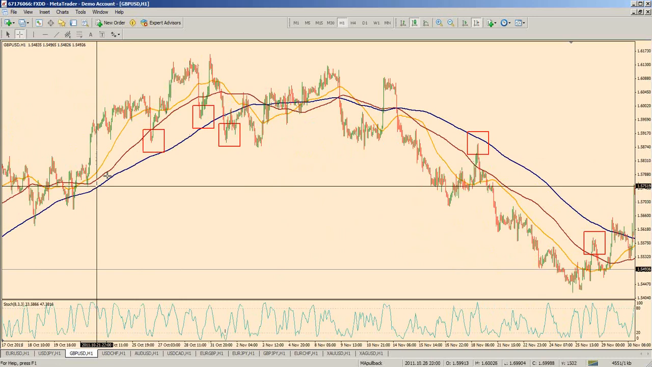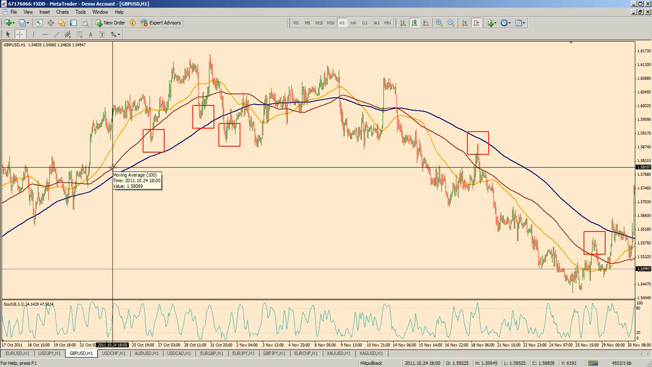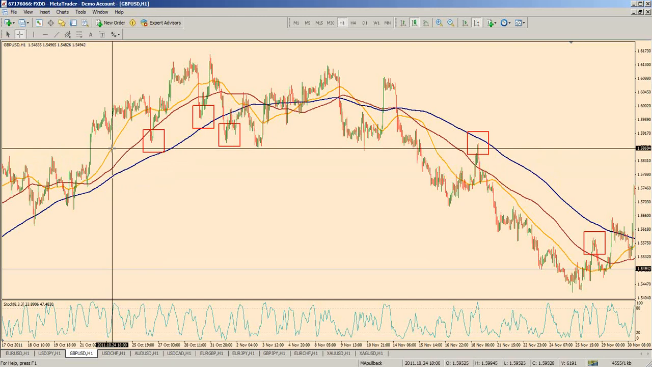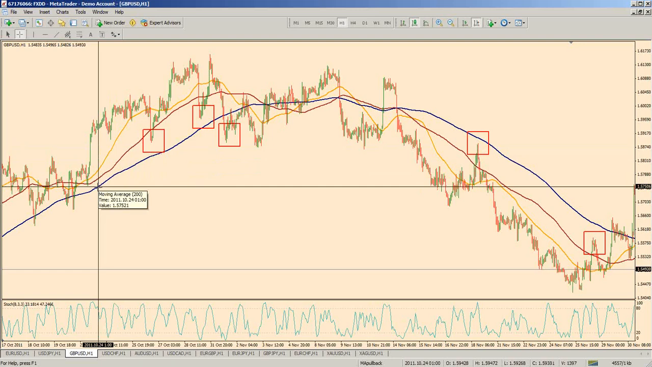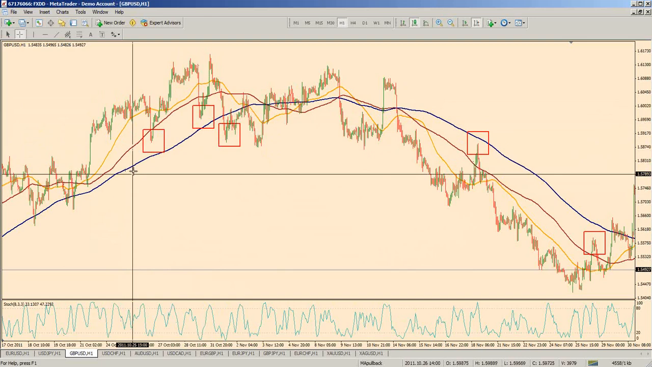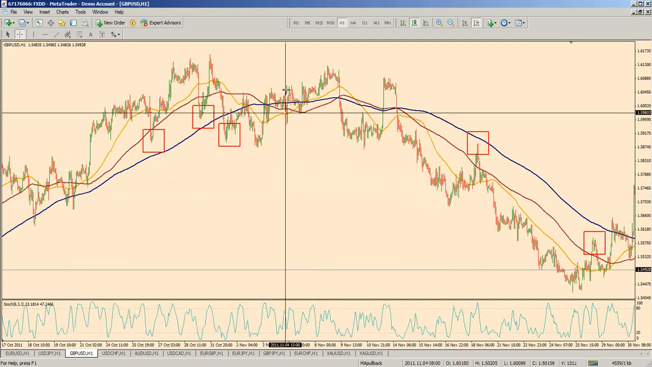Do you see here? This is the 200 period simple moving average in blue, and then in dark red we have the 100 period simple moving average, and then in yellow up here we have the 50 period moving average, which is the shortest period moving average. Now, the order of these moving averages is correct for an uptrend right here. As you can see, they're in correct order. Over here, they're not in correct order. Over here, they're not in correct order.